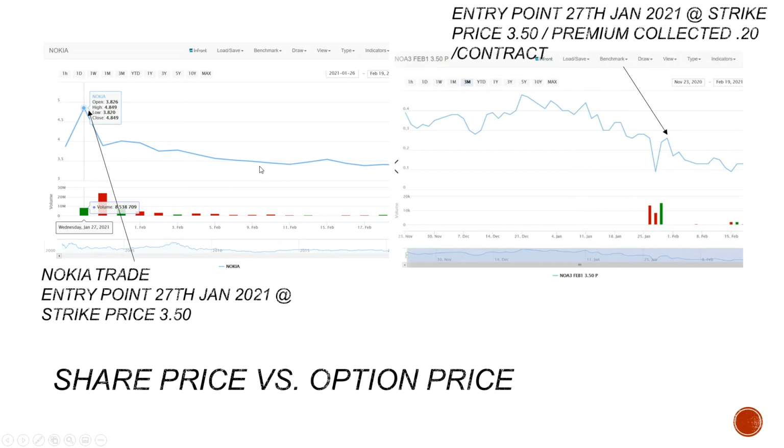This is showing a graph of how the share price has traded until the time of expiry versus the option. If you see here, if I had entered into the trade earlier, I could have collected €80 for the same trade of two contracts. So for different options, you can time when you collect the premium as well. Generally, 30 to 45 days is recommended by the experts.